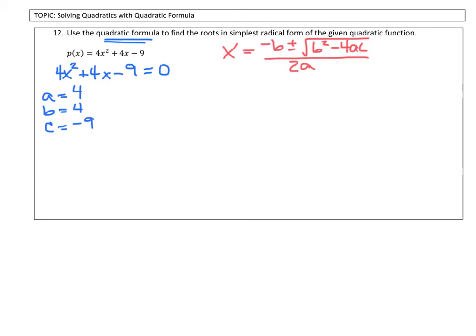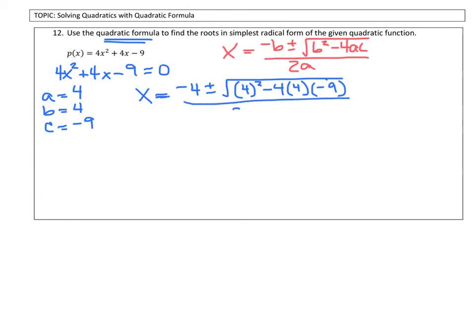Okay, so I go ahead and I say x is equal to, instead of thinking of that as negative b, we like to think of that as the opposite of b. If my b is positive 4, the opposite is negative 4, plus or minus the square root of. Remember, everything that you plug in should be put in parentheses. So parentheses, b is 4 squared minus 4 times your c is negative 9. All over 2 times a is 4. So x is equal to negative 4 plus or minus.